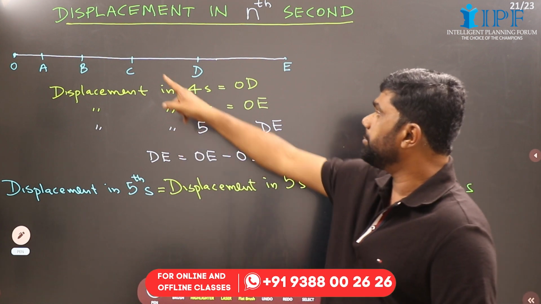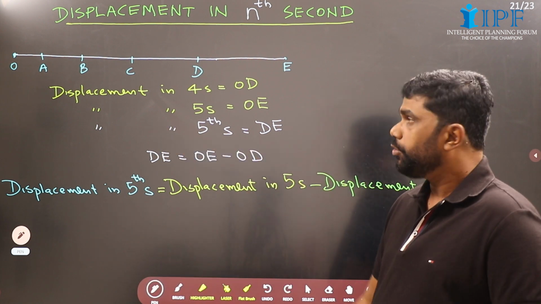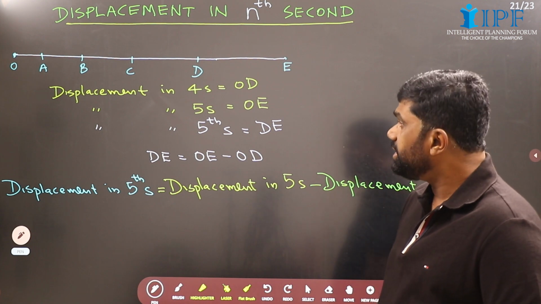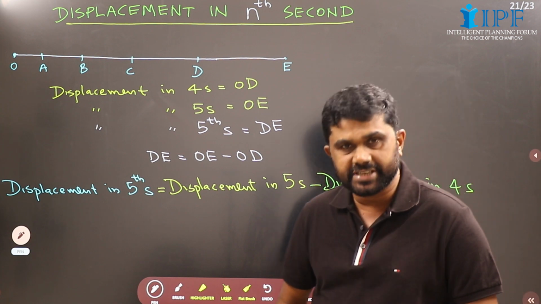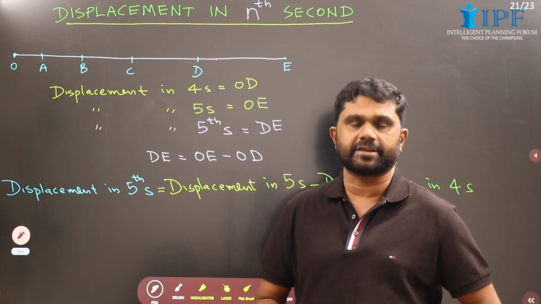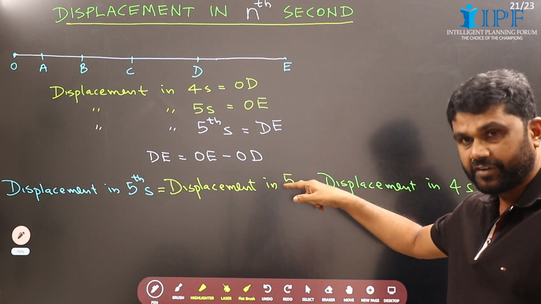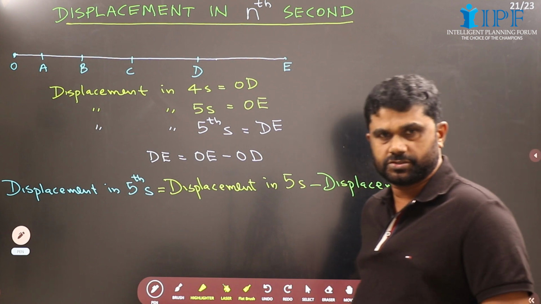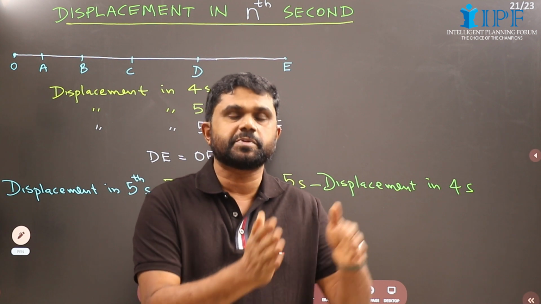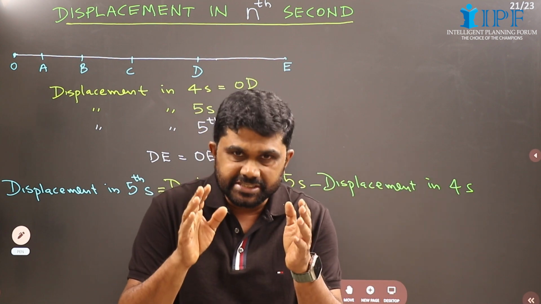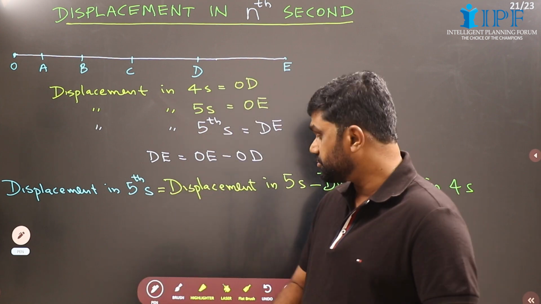Displacement in the 4th second will be CD. So displacement in the 5th second is dE. From this line, you can write dE equal to OE minus OD. What is OE? Displacement in 5 seconds. What is OD? Displacement in 4 seconds. So displacement in the 5th second equals displacement in 5 seconds minus displacement in 4 seconds. Displacement in the 10th second will be displacement in 10 seconds minus displacement in 9 seconds. Displacement in the 6th second will be displacement in 6 seconds minus displacement in 5 seconds.